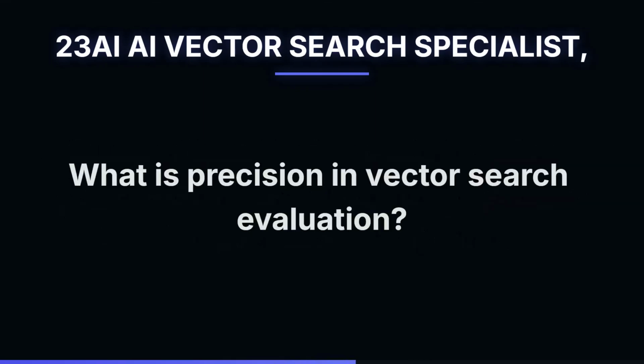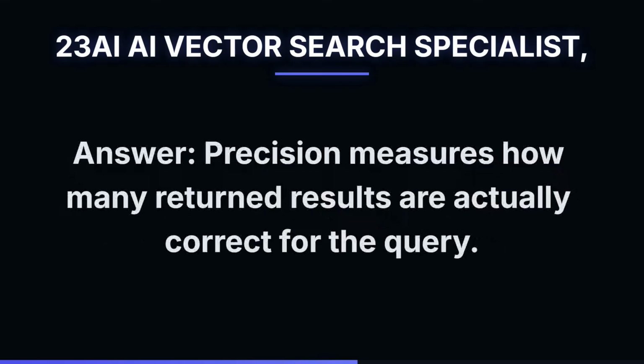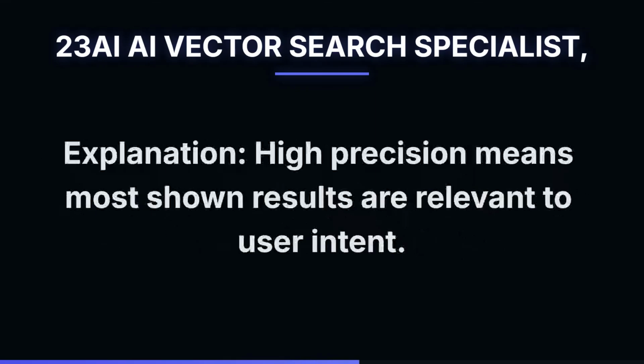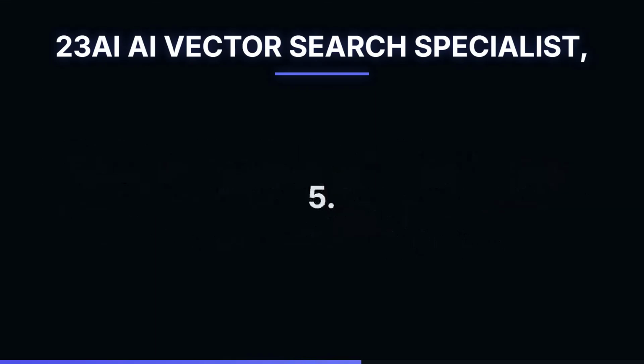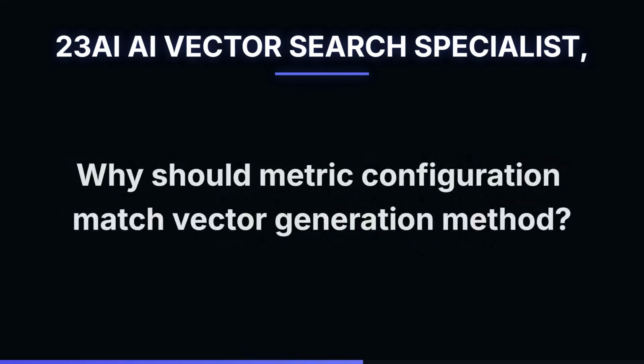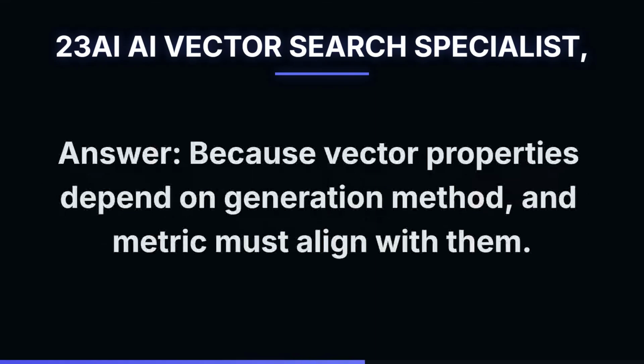4. What is precision in vector search evaluation? Precision measures how many returned results are actually correct for the query. High precision means most shown results are relevant to user intent. 5. Why should metric configuration match vector generation method? Because vector properties depend on generation method, and metric must align with them.